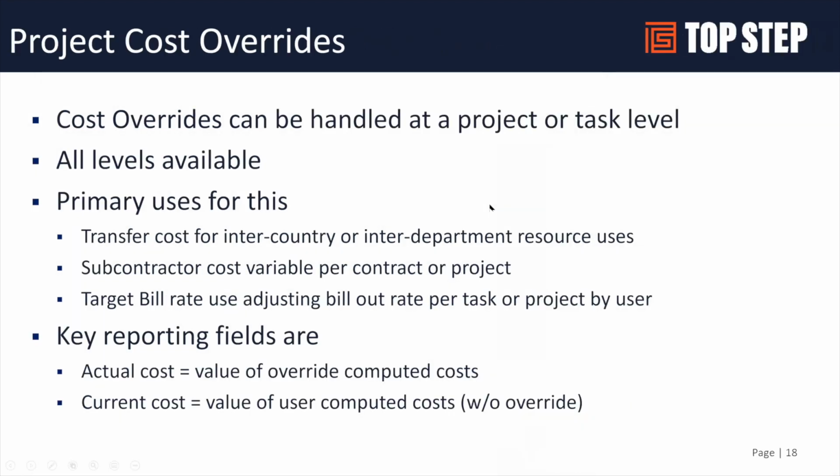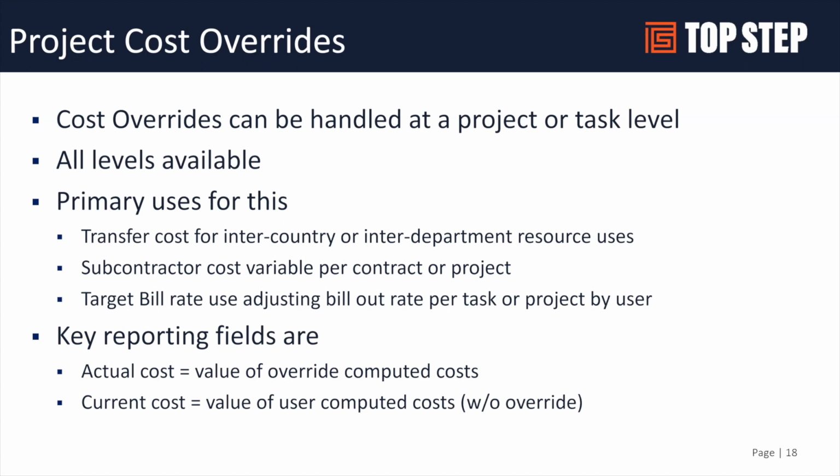I talked about this earlier, jumped the gun a bit, but cost overrides, multiple rates for a subcontractor. We can set these at a project level and a task level. You can transfer costs potentially for intercompany or interdepartment resources. So you can use one of the 3 costs to store an intercompany transfer cost and maybe update those on a per project or per task basis. And then potentially, overriding target bill rates at a task or a project. And these are all at a user level.